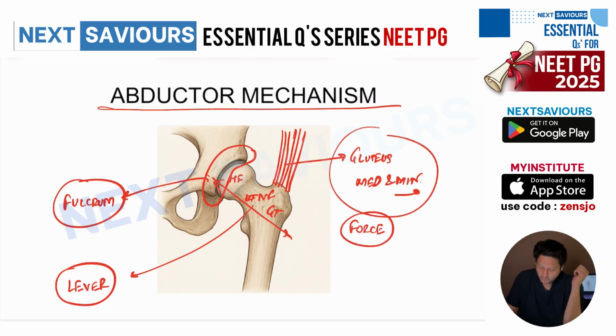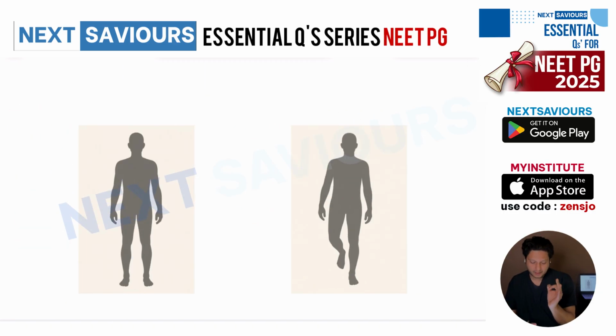So whenever the patient is made to stand on a single limb, like in this case, when a patient is made to stand on a single limb, then the force is applied by these gluteus medius and minimus.